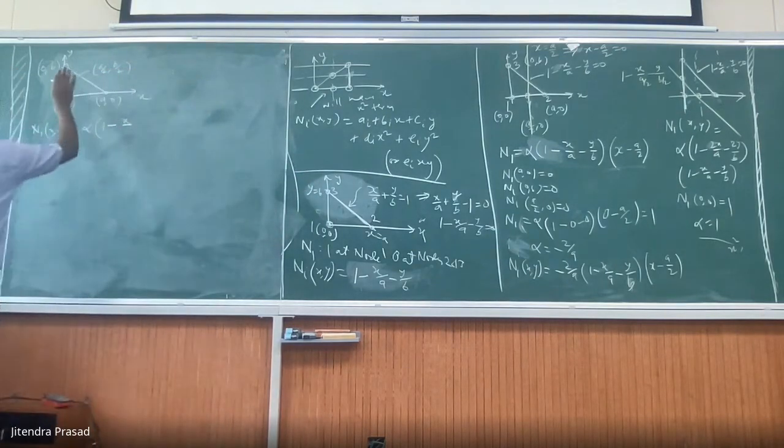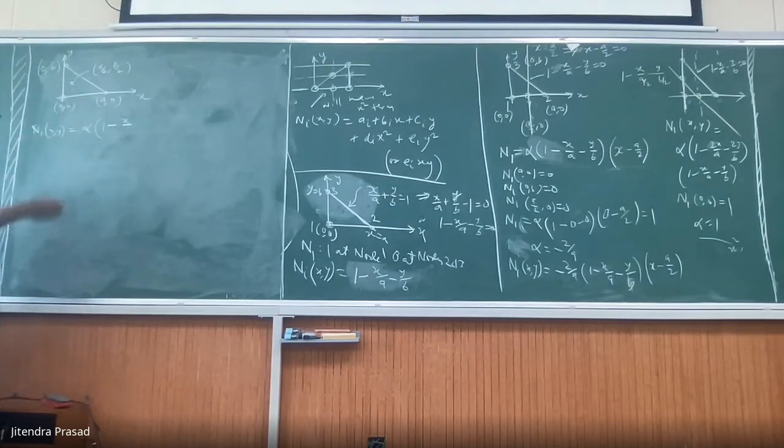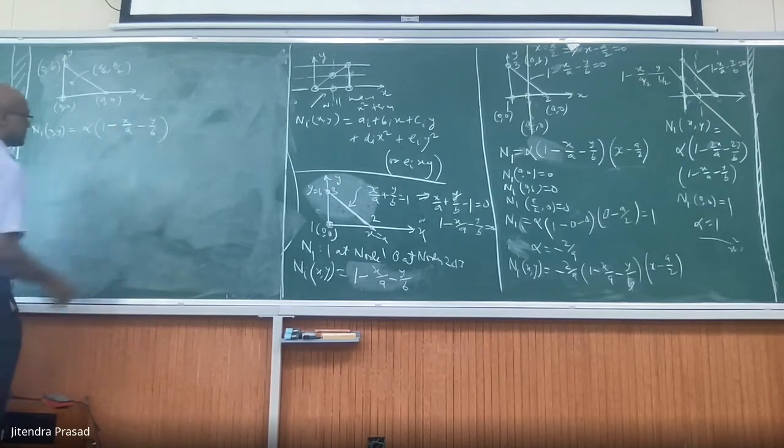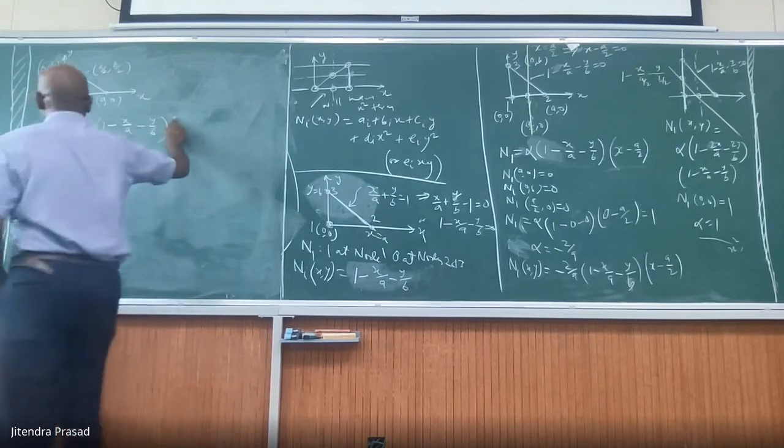But if you are deciding just based on this one, how will you go about it? So alpha times 1 minus x over a minus y over b. Not necessarily obvious, sometimes you have to think, but still we are doing it. And then we have to multiply with something.